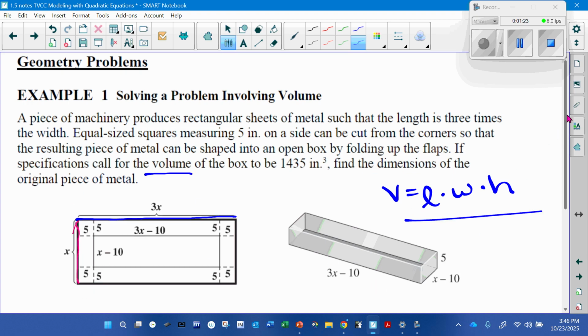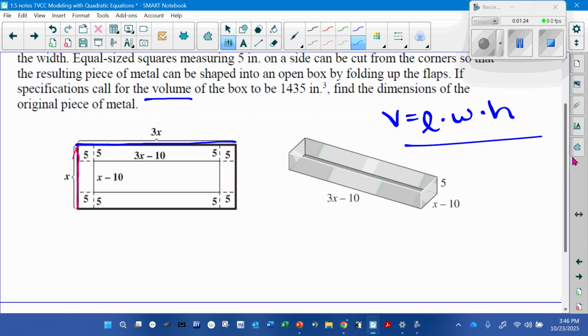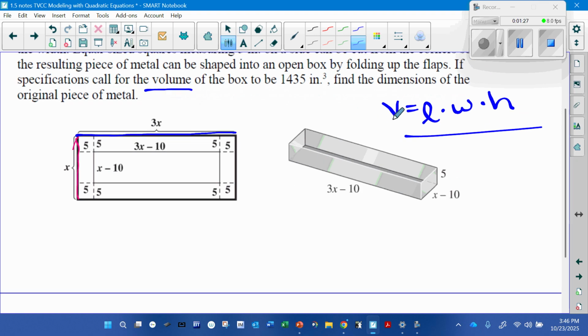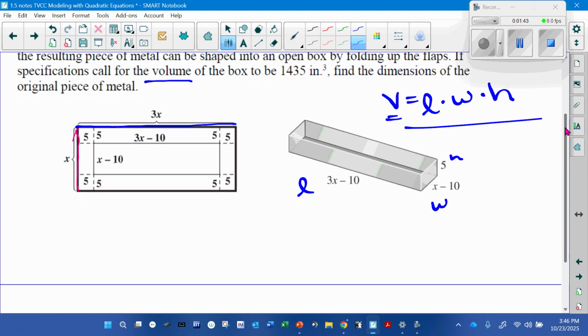So what we know is the formula, and we know the actual volume. We know that the length is 3x minus 10. We know the width is x minus 10, and we know the height is 5. So we're going to plug these things into this formula here, and we're going to go through and solve it.